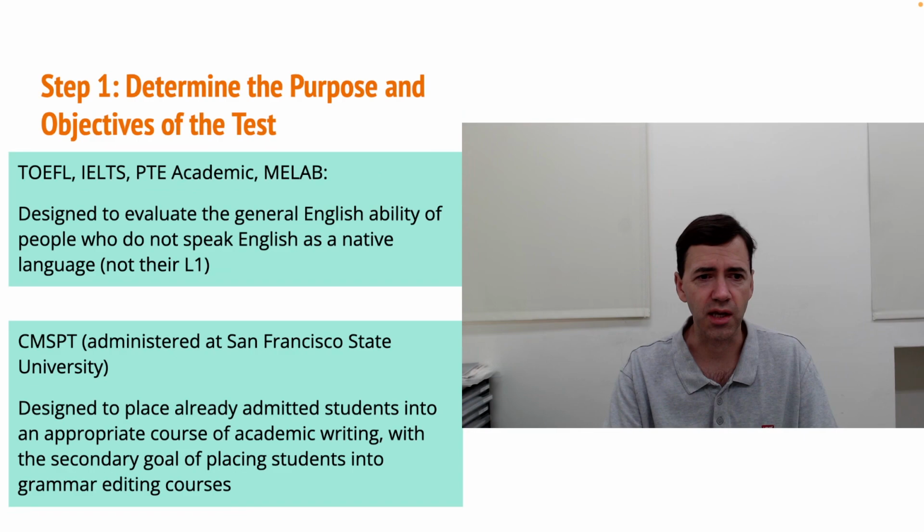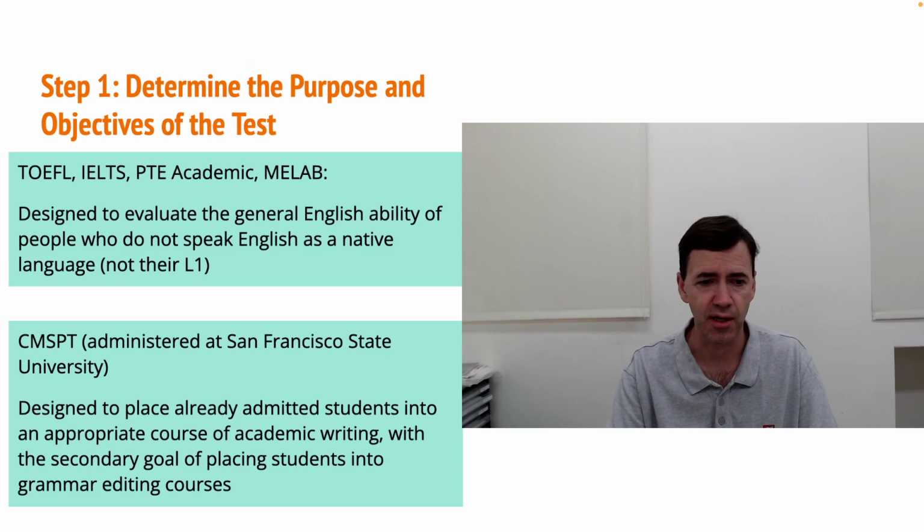So step 1 in designing a standardized test is you have to determine the purpose and objectives of the test. See, it looks very familiar to our classroom tests. So here are 2 examples of commonly known tests and their purposes. TOEFL, IELTS, PTE Academic, and MELAB are designed to evaluate the general English ability of people who do not speak English as a native language. So English is not their L1, which is why they're common. Some of them are commonly used here. They're used all over the world as English proficiency tests.